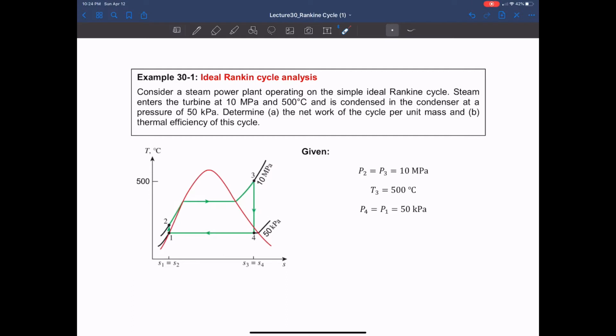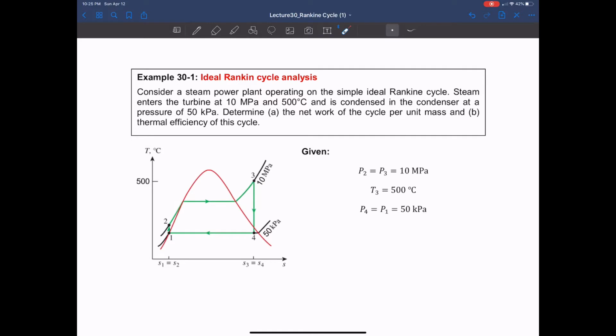Alright, so let's try to read this statement together. Now we have a steam power plant which operates on the simple ideal Rankine cycle. In reality, that shouldn't happen, but now let's assume that your steam power plant is based on the simple ideal Rankine cycle. Now, steam enters the turbine at 10 megapascal and 500 degrees Celsius. So we already know the inlet condition of steam that comes to the turbine.